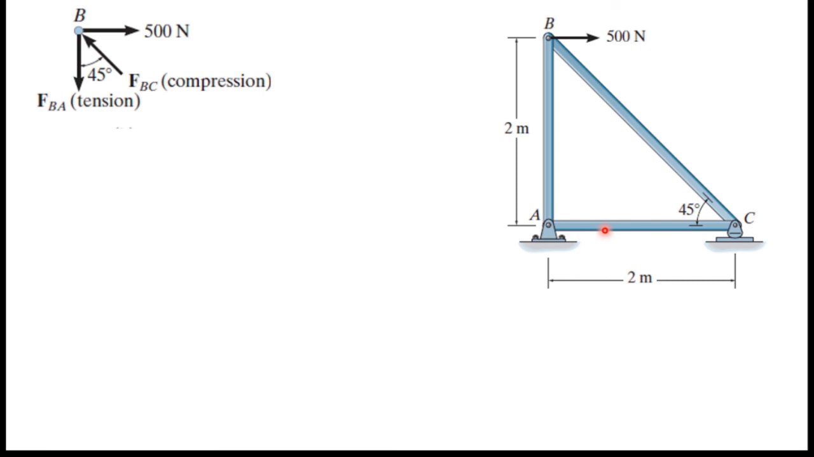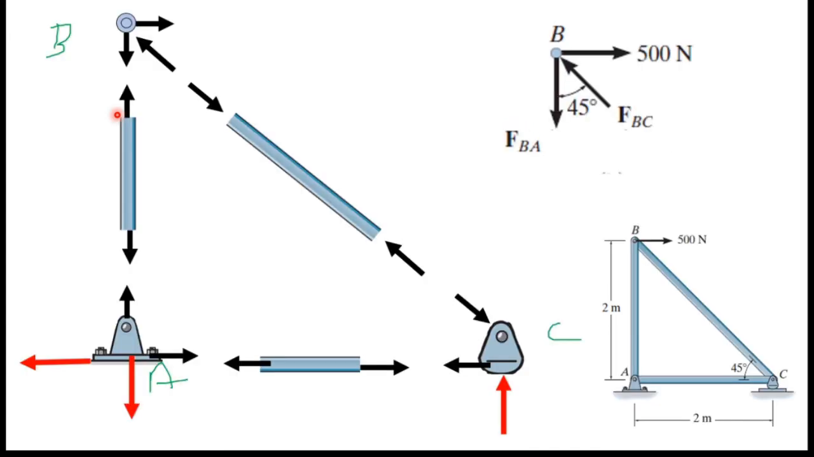Okay, this is joint B, and you can see there is a new thing. Here it is marked as tension, right? And this is compression. So we will see our members. FBA is in tension. This is the FBA member. You can see there are two forces directed away from this member. That means this member is in tension.